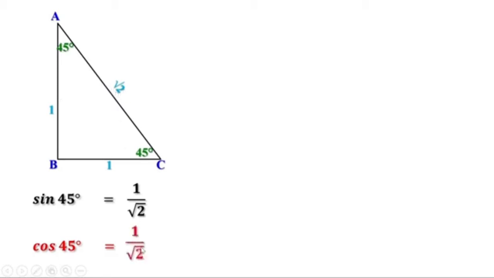Therefore, cos 45 is 1 by √2. Look at this. Sine 45 and cos 45 are equal. ഏത് കേസിൽ മാത്രമേ സൈൻ കോസ് ഈക്വൽ ആവുന്നുള്ളൂ? ആംഗിൾ 45 വരുമ്പോഴാണ് സൈൻ വാല്യൂവും കോസ് വാല്യൂവും സെയിം ആവുന്നത്. സൈൻ 45 is 1 by √2 and cos 45 is also 1 by √2.